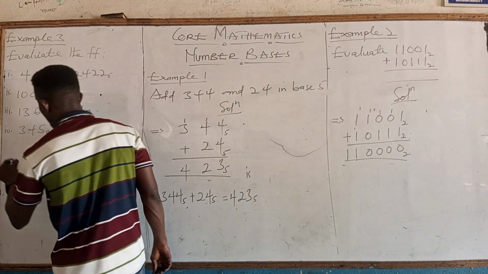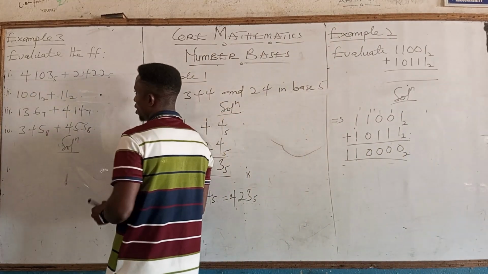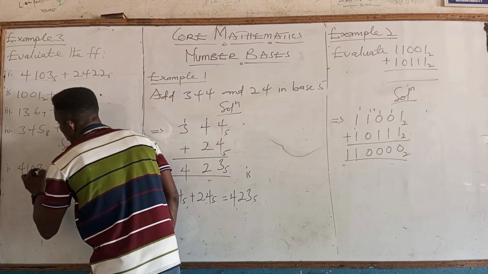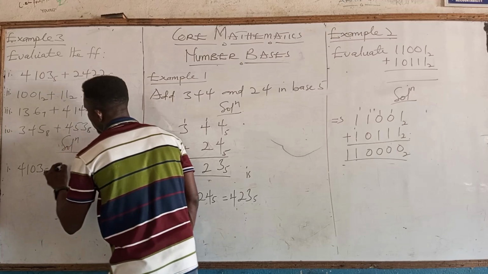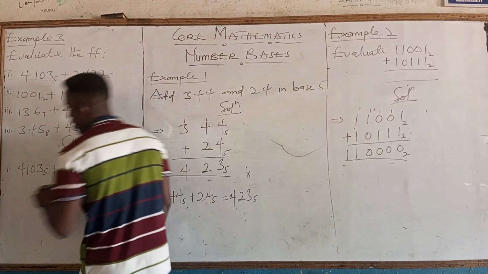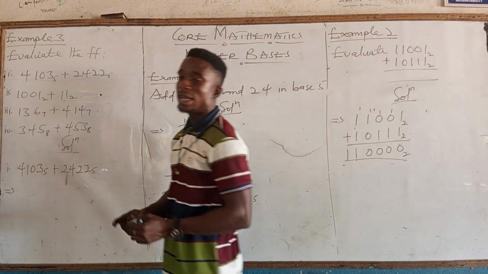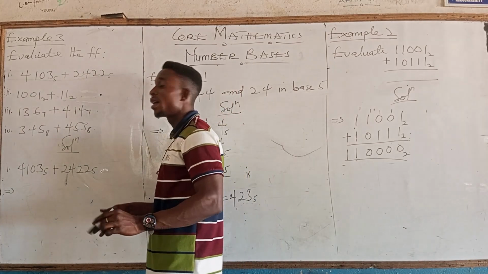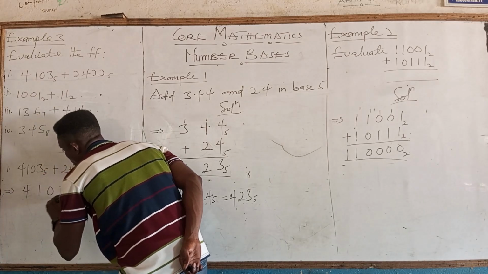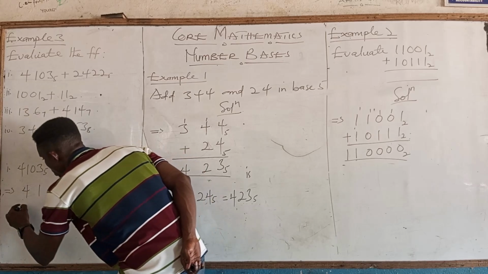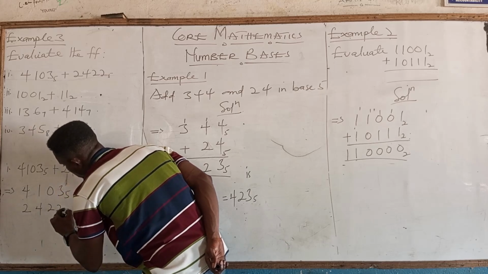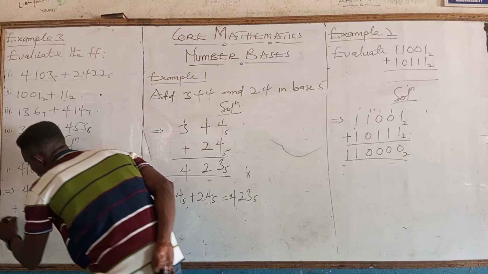Okay, so starting with the first one, that is (i). This one I have 4103 base 5 plus 2422 base 5. So we write it in column form for easy calculation. So I write 4103 base 5, then plus 2422 base 5. This is my addition sign.